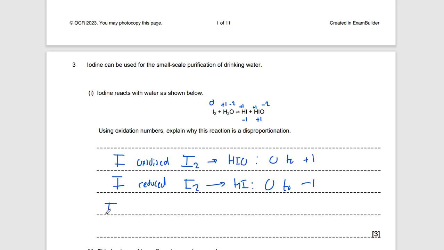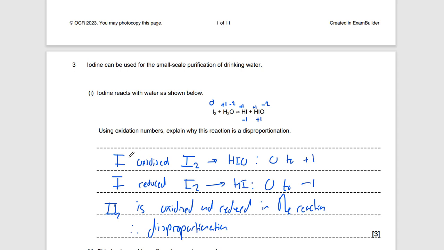And then just put iodine is oxidized and reduced in the reaction. Therefore, disproportionation. That's it. That's all you need. You might not even need the last sentence, if I'm being honest. But that's the most complete way to answer it.